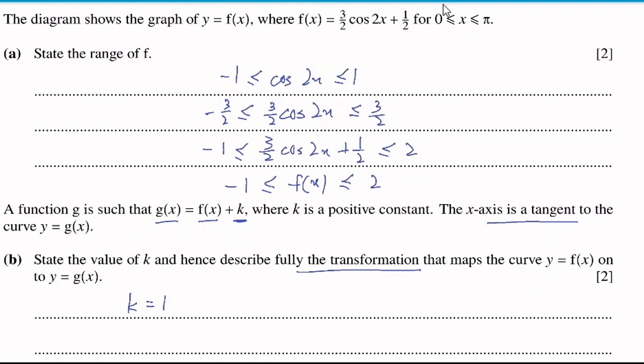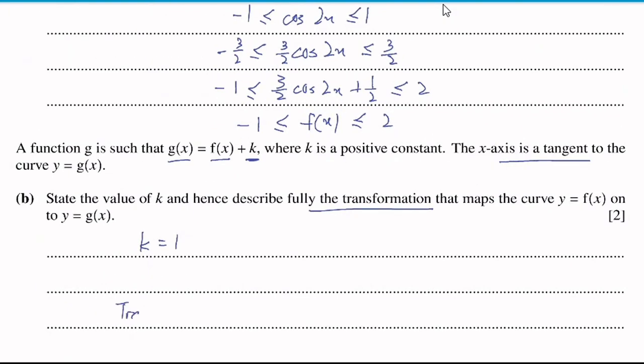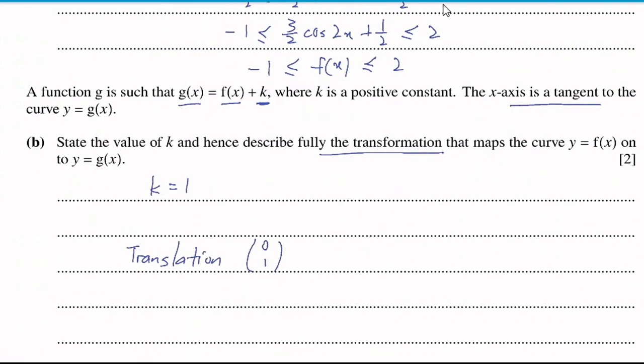So describe fully the transformation. We have to move the graph up by 1 unit, but we cannot use words like up, down, left, right. So you could use the translation. Translation is to move the graph. In the x direction, you did nothing. For the y direction, you are moving the graph 1 unit up. Other than that, you can also say the translation of 1 unit in the positive y direction.